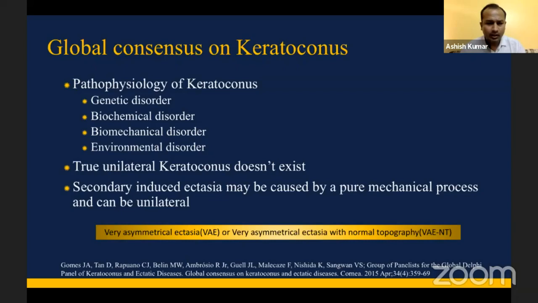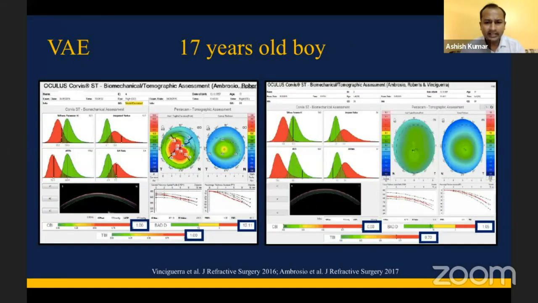Every day, once in a while, or often, I'll say, we come across patients where we think it's a case of true unilateral keratoconus, but the maps don't show anything. So these cases can be classified as very asymmetrical ectasia or very asymmetrical ectasia with normal topography. Let's see an example here.